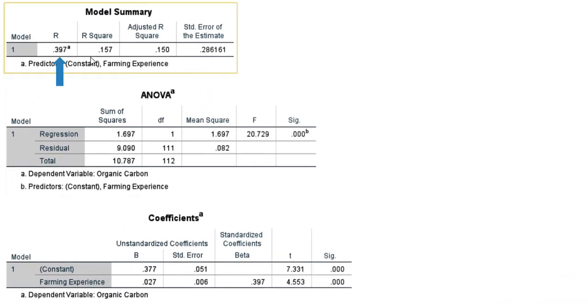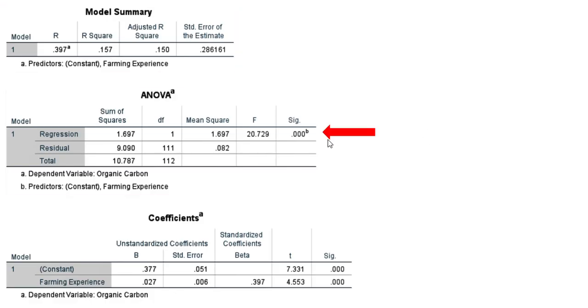Now the interpretation. Model summary. The value R indicates correlation. In this example, the R value indicates a positive weak correlation between soil organic carbon and farming experience. R square. Generally, we consider R square as a percentage. R square shows that about 15.7% of change in soil organic carbon is due to the farming experience, such as adoption of organic farming.